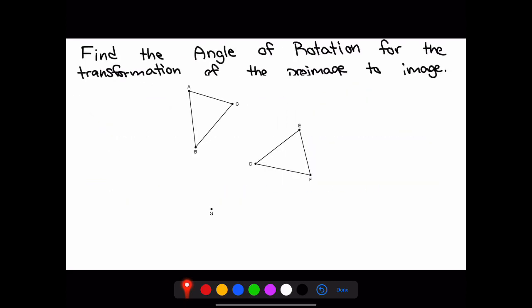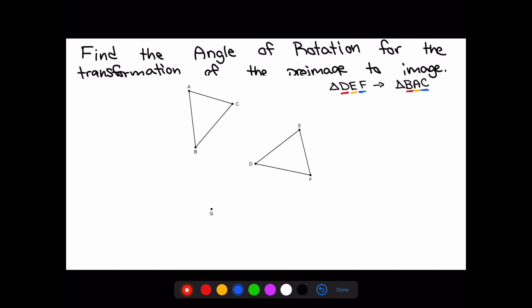So, first off, find the angle of rotation for the transformation of the pre-image to the image. For this one, we have triangle DEF mapping onto triangle B, let's see, A, C. So D has to go with B, E goes with A, and F goes with C.